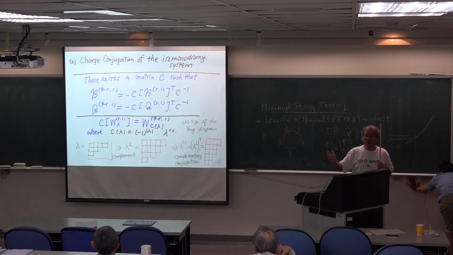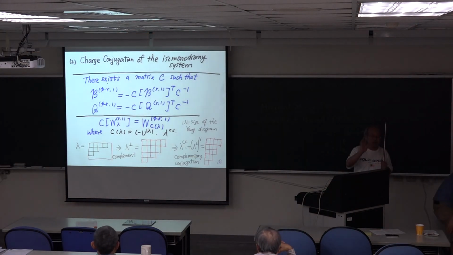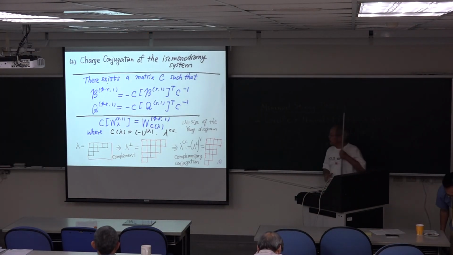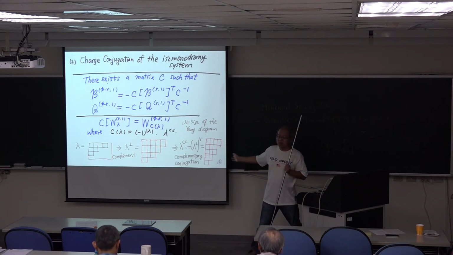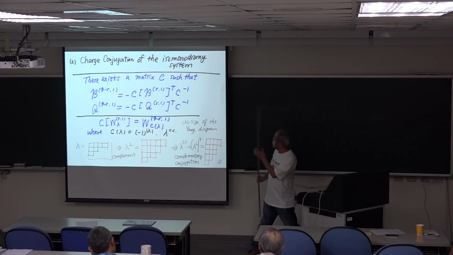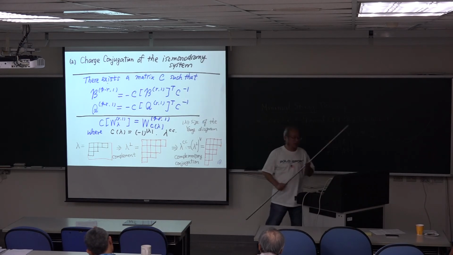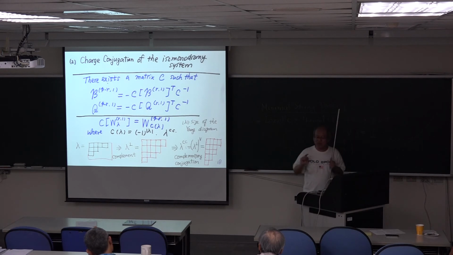Earlier, I introduced the idea of Young tableaux. So there are some simple manipulations. First, you can take the complement and then you transpose. Then you can show that these two amplitudes, or these two isomorphic systems, are related by a charge conjugation. Okay, and there are details in our papers. If you're interested, you can check.